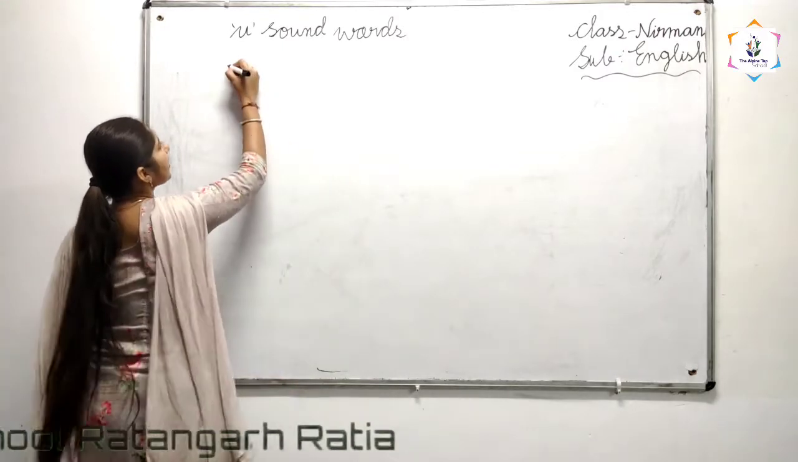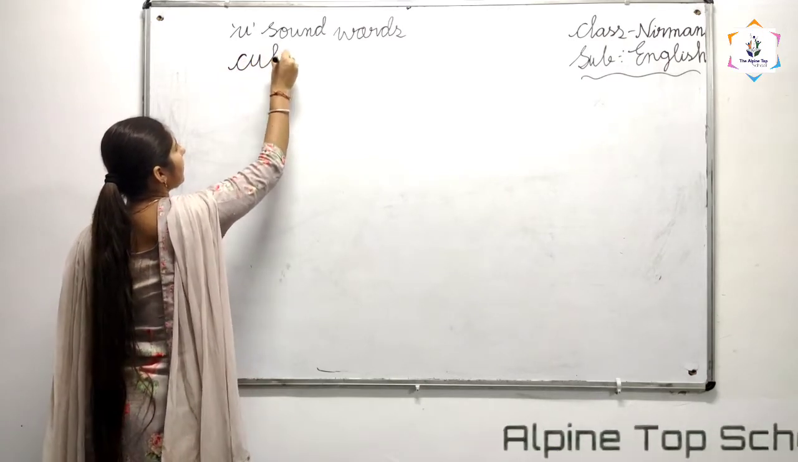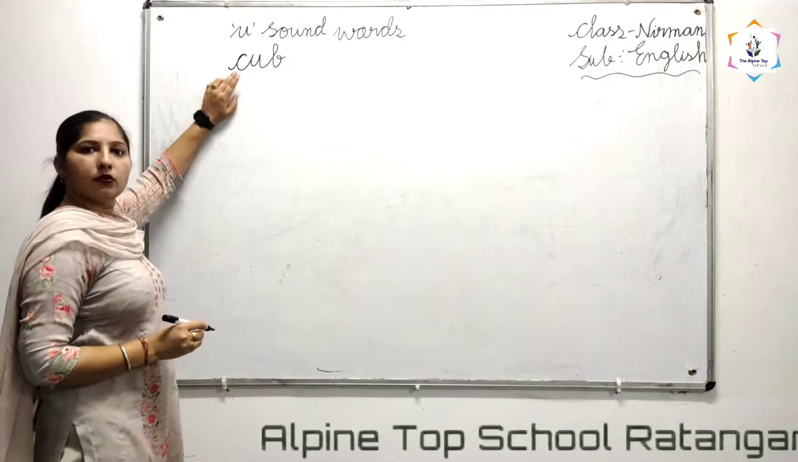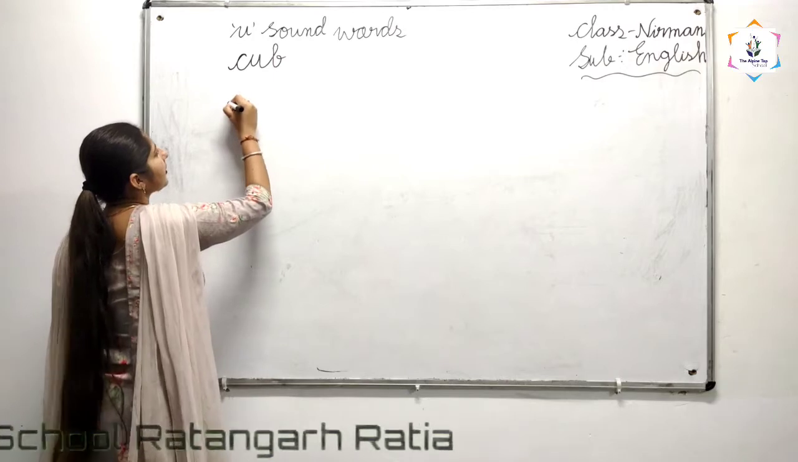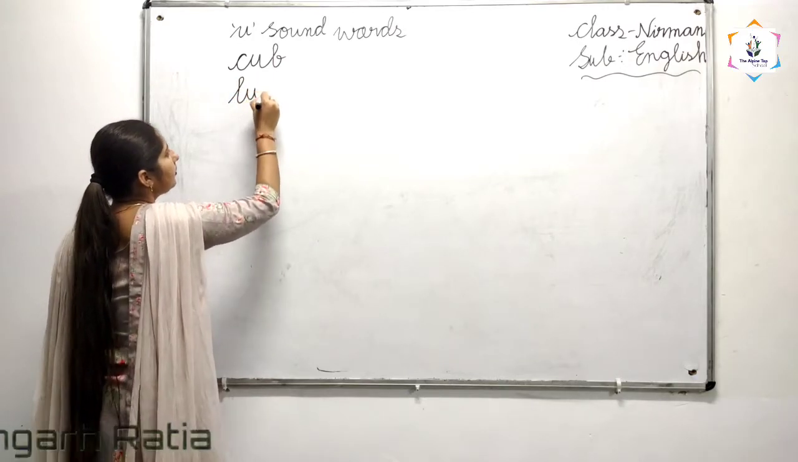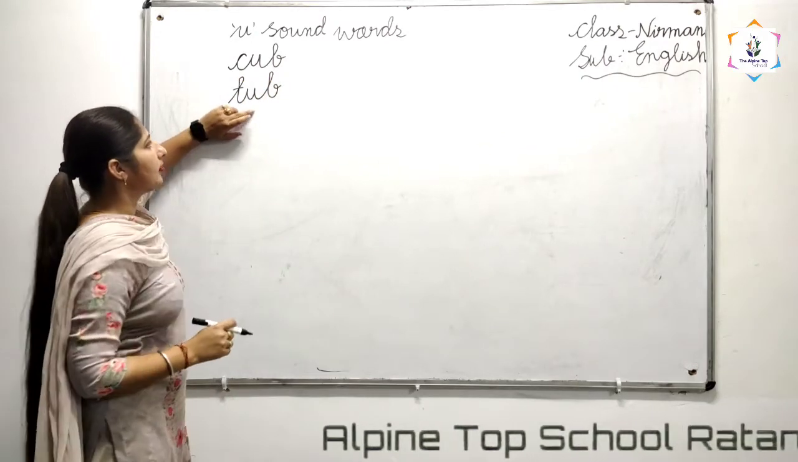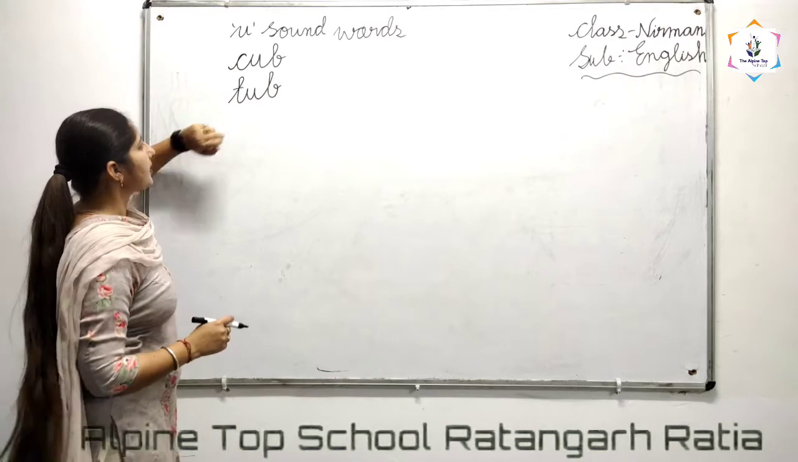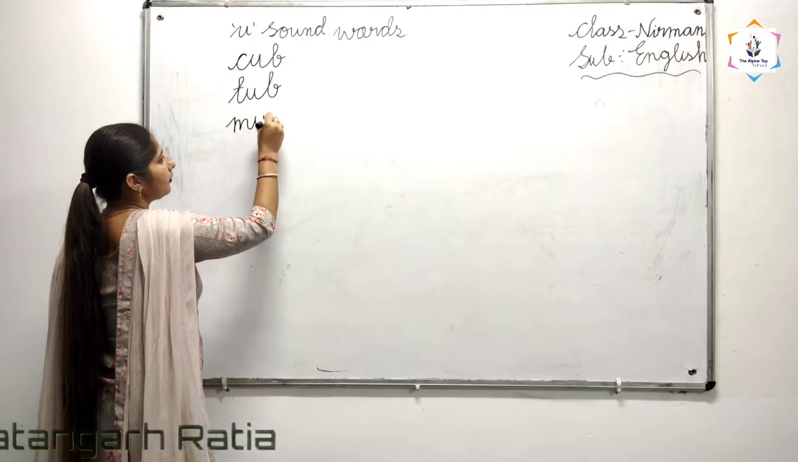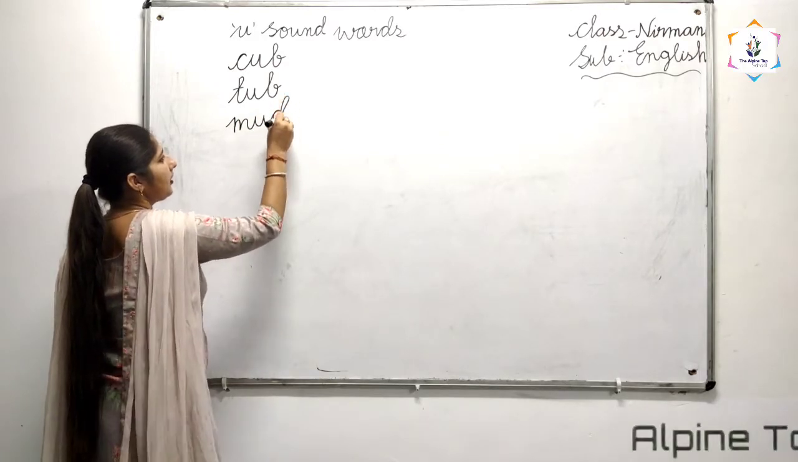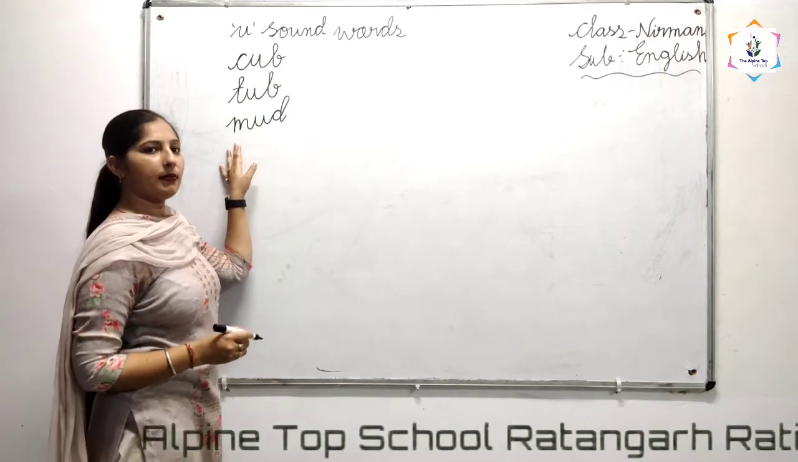So first of all, the first one is C, U, B. It's cub. And now after this, write T, U, B. It's tub. After tub, M, U, D. It's mud. M, U, D, mud.